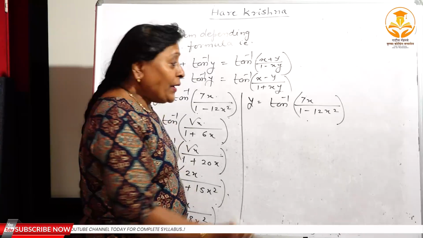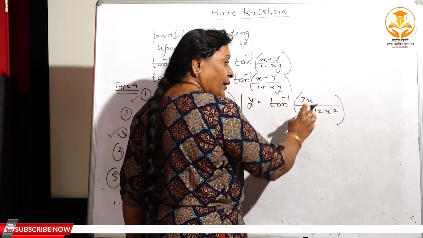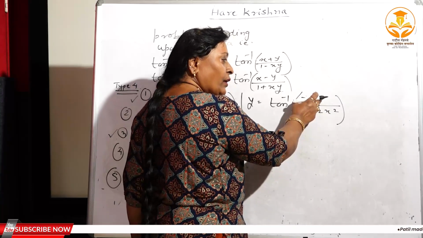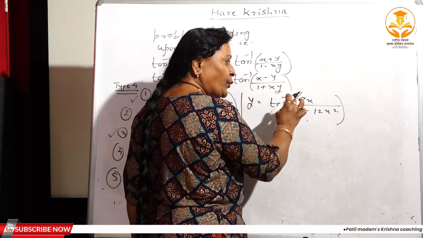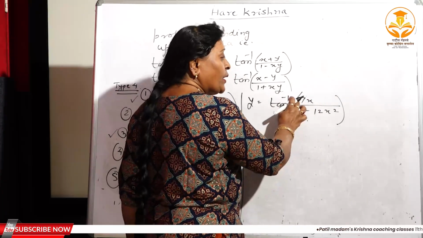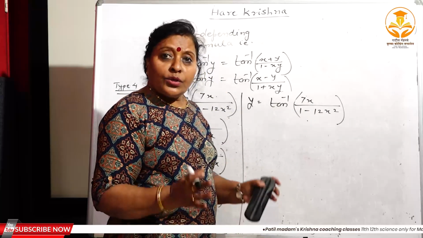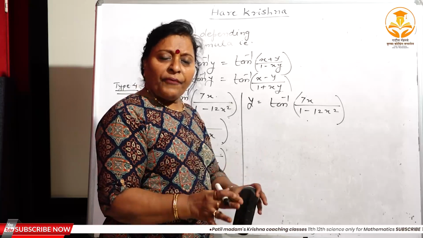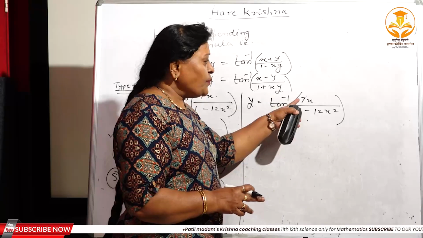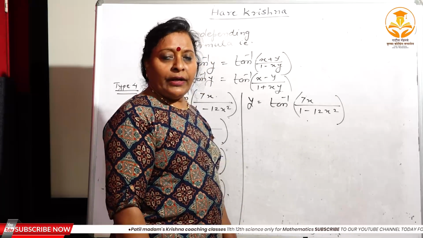One is strictly there. But here, since there is a minus, we want two terms such that the addition of the two terms must be 7x, but the multiplication of the two terms must be 12x square. So you have to adjust 7x as a sum of two terms, so that their sum is 7x, but their multiplication is equal to 12x square.